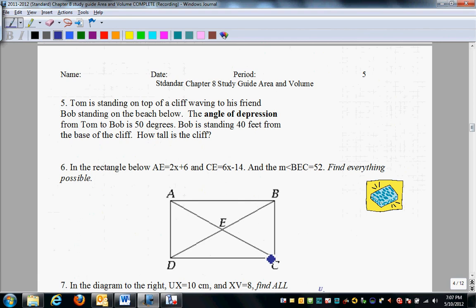It says Tom is standing at the top of the cliff waving to his friend. Bob is standing on the beach below. The angle of depression from Tom to Bob is 50 degrees. Bob is standing 40 feet from the base of the cliff. How tall is the cliff? Key words. Tom is standing on top of a cliff, waving to his friend on the beach below. Angle of depression from Tom to Bob is 50 degrees. Bob is standing 40 feet from the base of the cliff. And then our question is, how tall is the cliff?